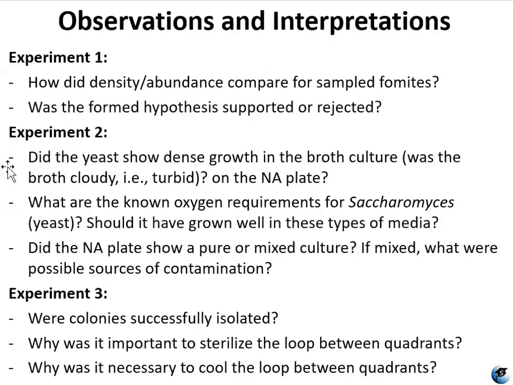As for observations and interpretations for experiment 1, again, you're looking to see if your hypothesis was supported or rejected. And you're going to be looking at either the abundance of growth or the numbers of species on A versus B in order to see if your hypothesis was supported or rejected. For experiment 2, you're going to look at the density of the growth in the broth, and you're going to look at the density of the growth on the plate.